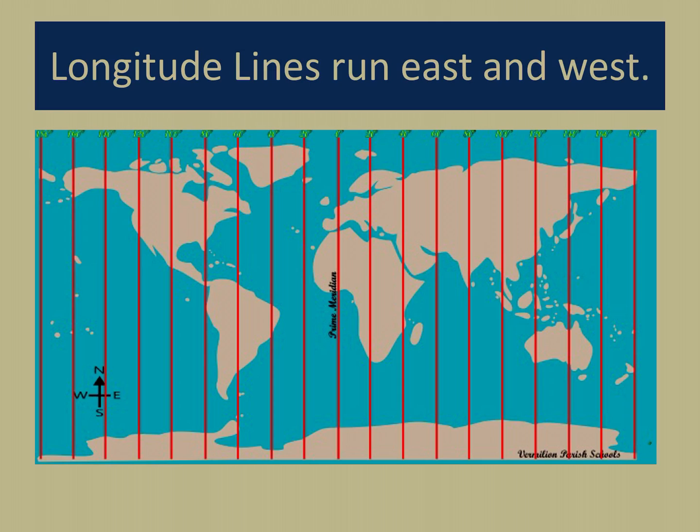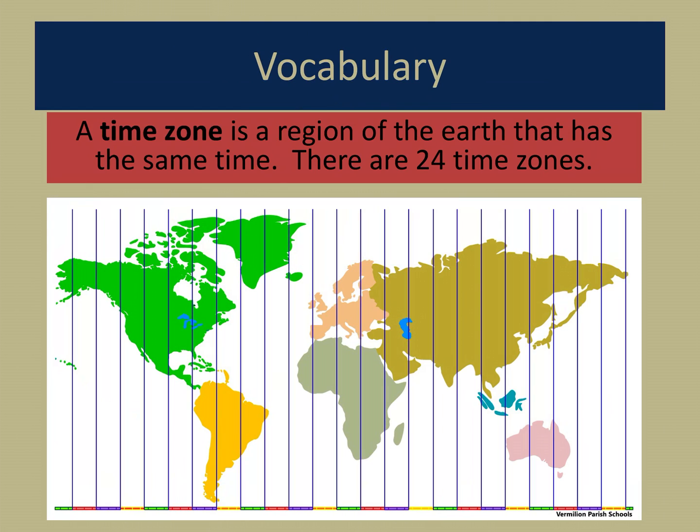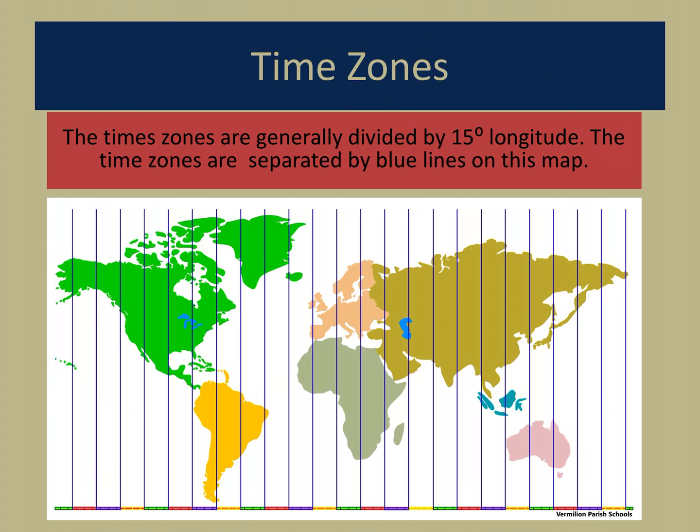Longitude lines, even though they are going from the North Pole to the South Pole, are not measuring how far north and south we are. They are measuring or separating how far east or west of the prime meridian we are. We learned about that in the last video. Time zones run in the same direction as longitude lines, and they tend to be about 15 degrees apart. The reason for this is because there are 24 hours in a day, and there are 360 degrees east and west, 180 in the western hemisphere and 180 in the eastern hemisphere. 24 divided into 360 is 15 degrees.